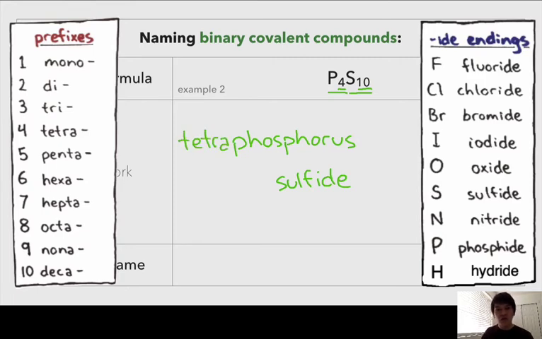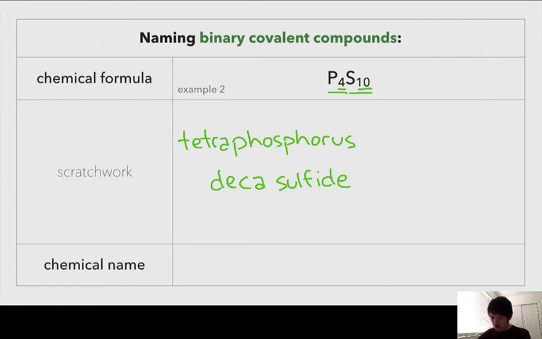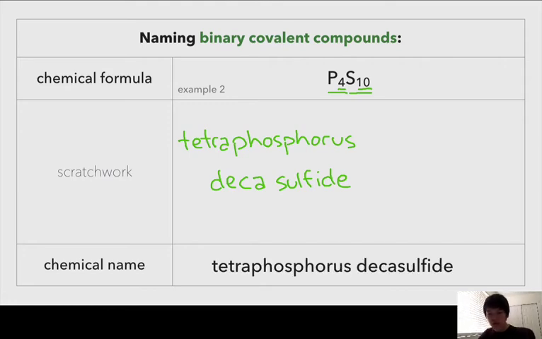And how many sulfur atoms are there? There's going to be 10 sulfur atoms. And 10 has a prefix of deca. So we're going to put deca in front of sulfide because there are 10 sulfur atoms. And that really should be it. Tetraphosphorus decasulfide. So that is going to be our name, and yes, it is. Awesome. Let's go ahead and do our third example now.